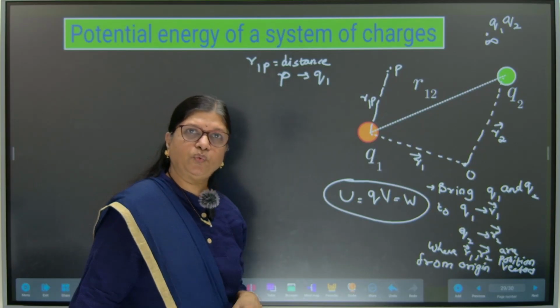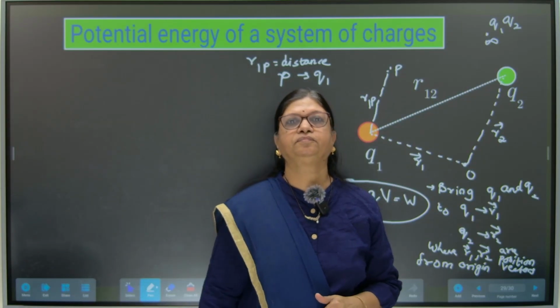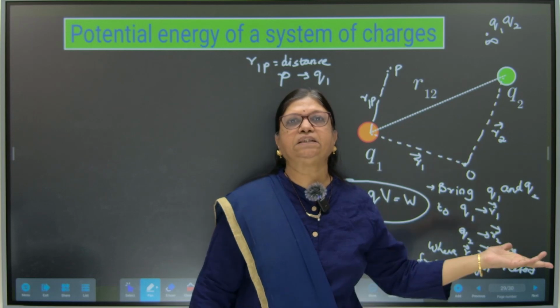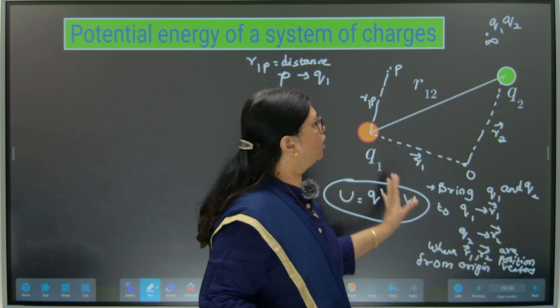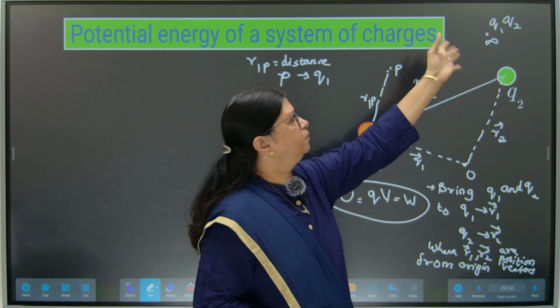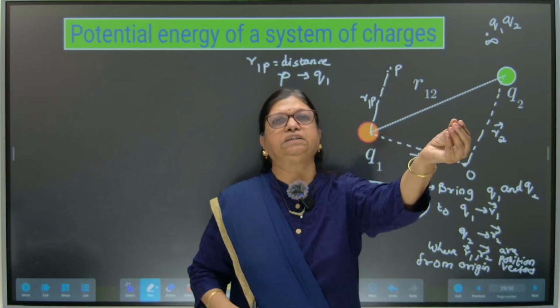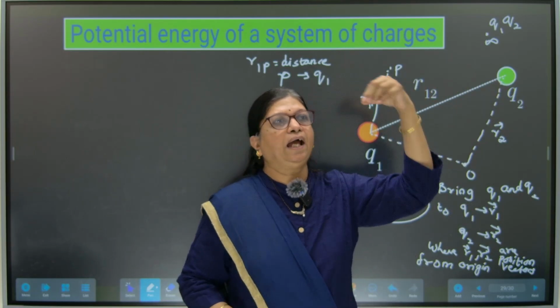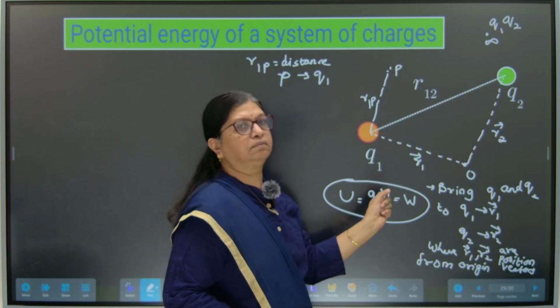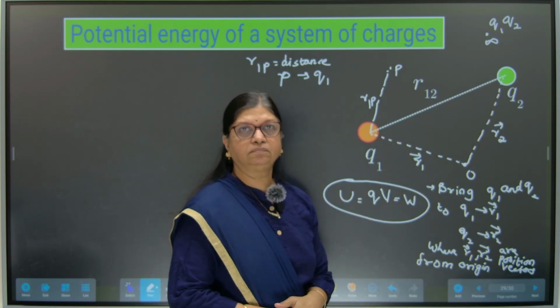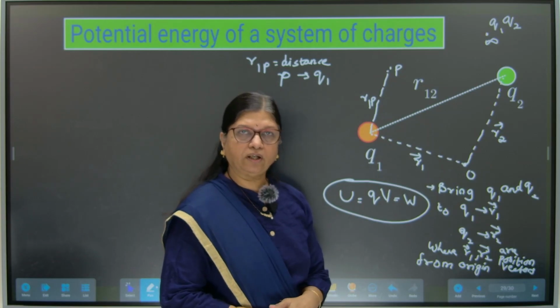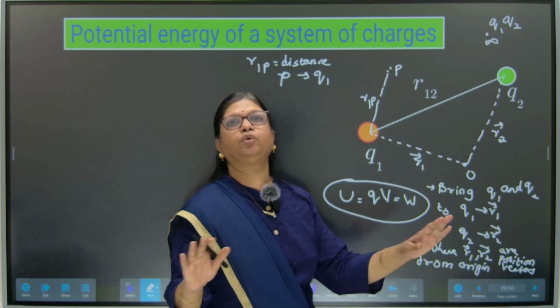Now, I am bringing it. So, do I need to do any work? At present, it is empty space. Nothing is there, no configuration is there. From infinity, I am just lifting one charge Q1 and bringing it to a point such that the position vector is R1. Do I need to do any work? There is nothing, so I don't need to do any work.